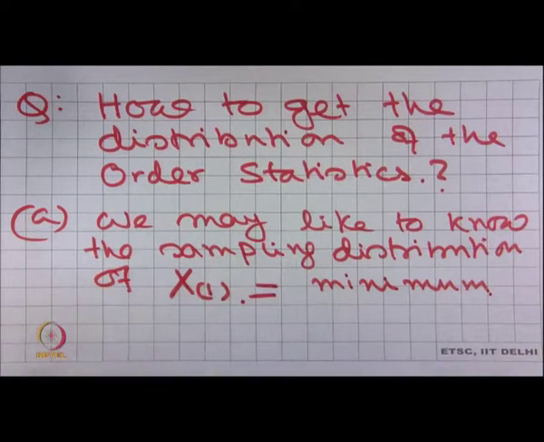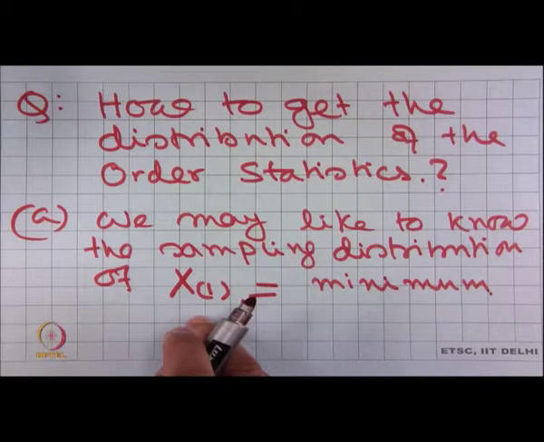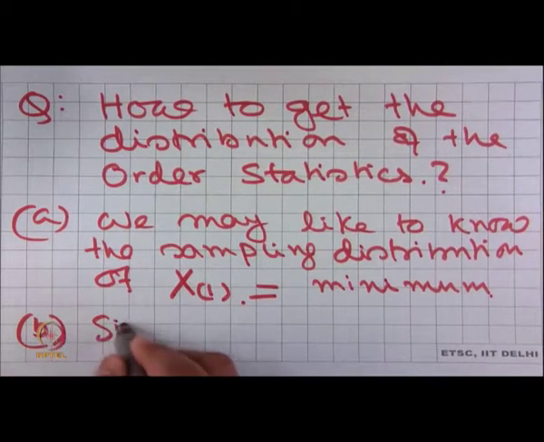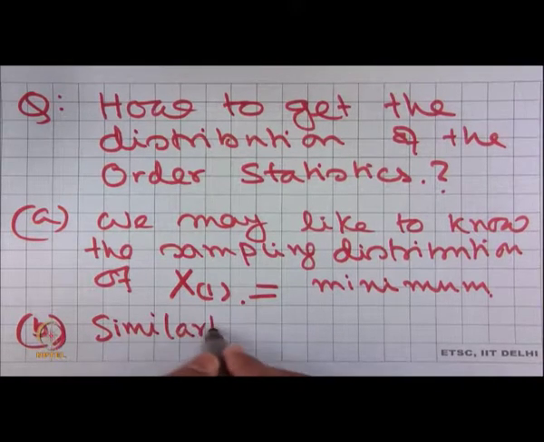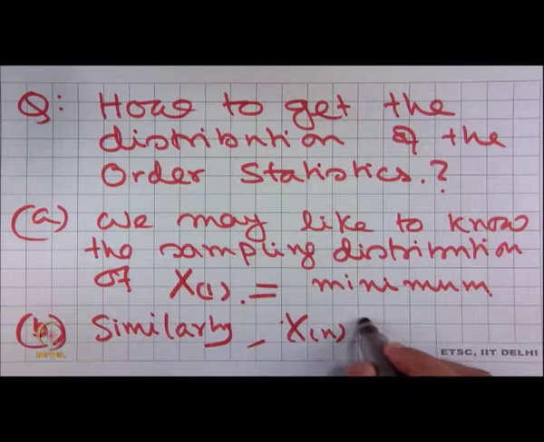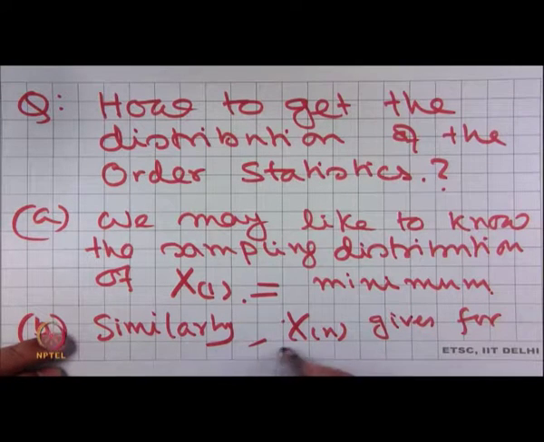Therefore, if we get the distribution of x 1, the first order statistic, then we can infer about the distribution of the minimum of the sample. Similarly, x n gives the distribution for the maximum.